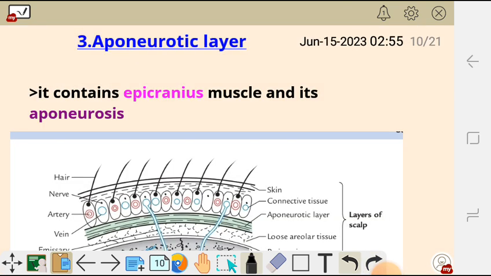Okay, so the third layer is the aponeurotic layer. The aponeurotic layer contains the epicranius muscle and its aponeurosis. So the epicranius muscle is simply the occipitofrontalis muscle and its bellies. Okay, so on this diagram we have the skin followed by the connective tissue, then the aponeurotic layer, which is the third layer. That's where we are going to find the occipitofrontalis muscle and its aponeurosis.